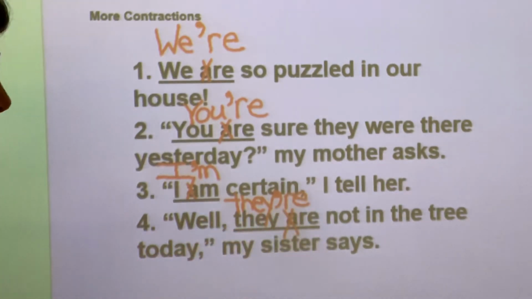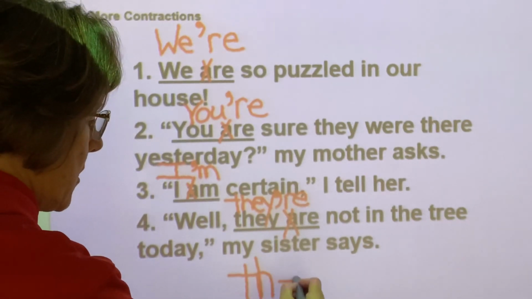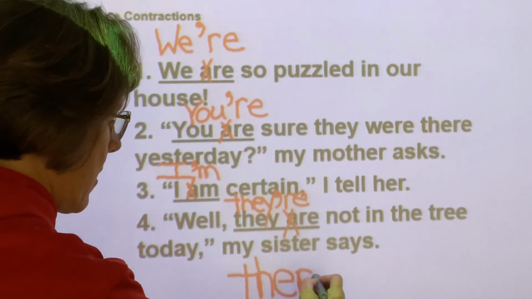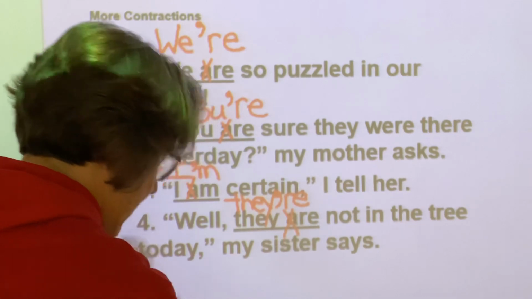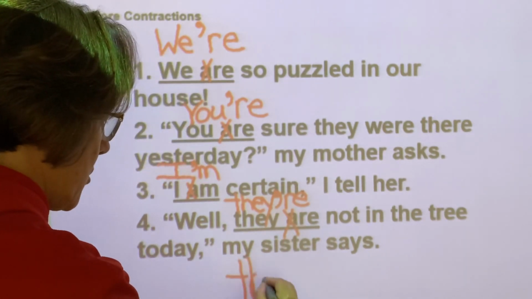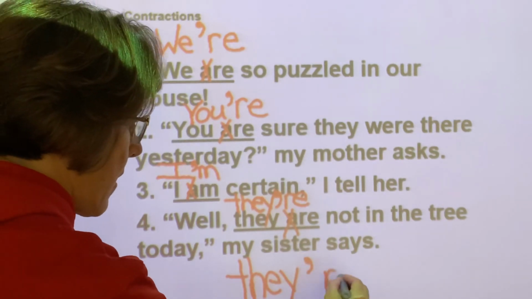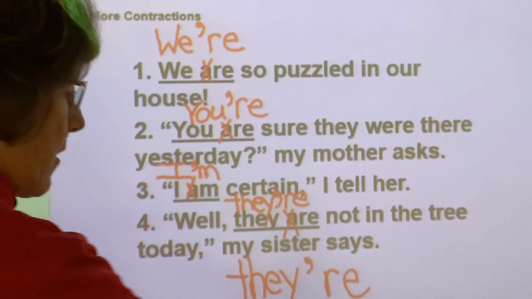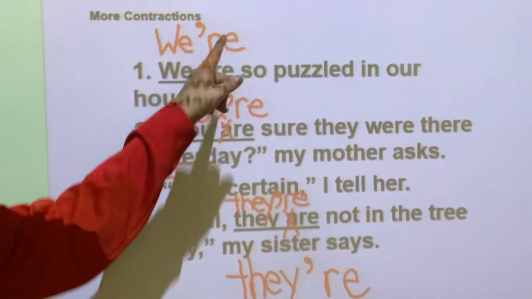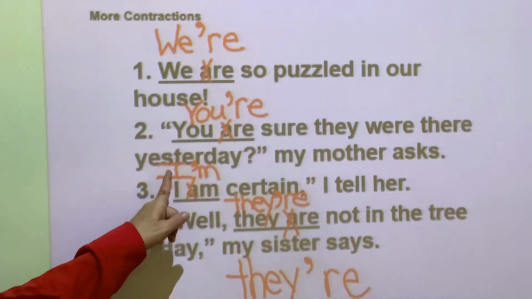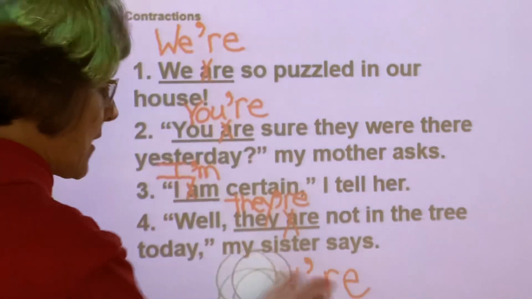Now, that's kind of hard to see, so I'm going to rewrite that one right here. T-H-E-Y, I'm sorry. It's T-H-E-Y apostrophe R-E. They're. They are is they're. So we have we're, you're, I'm, and they're. Those are contractions.